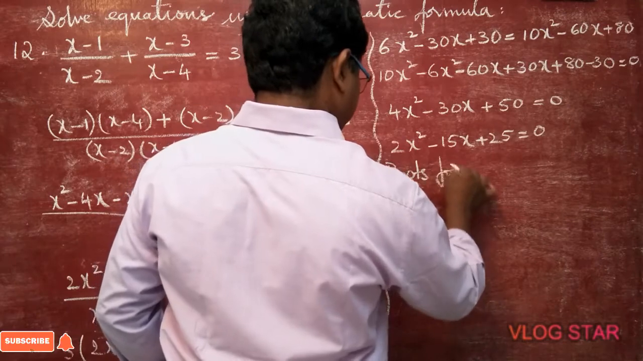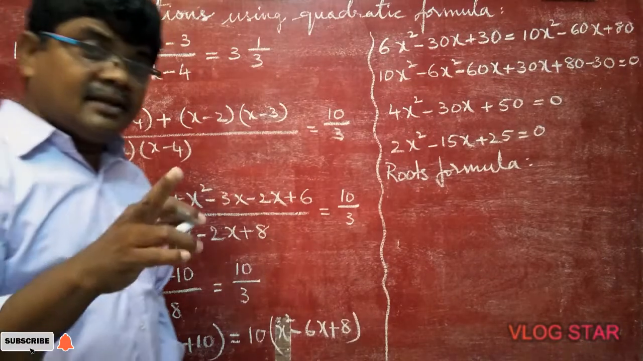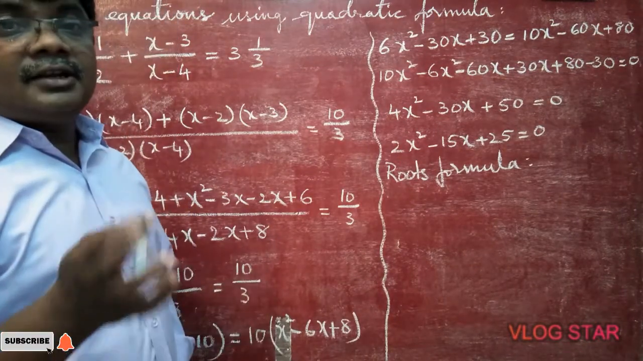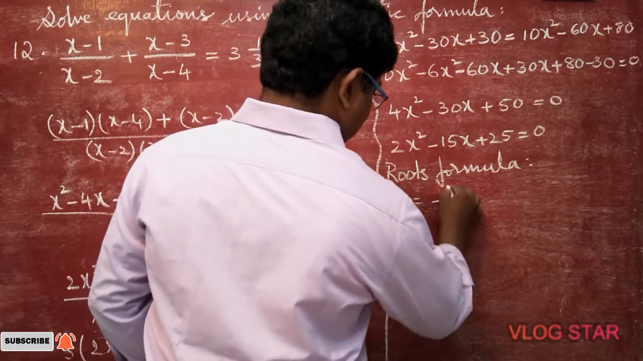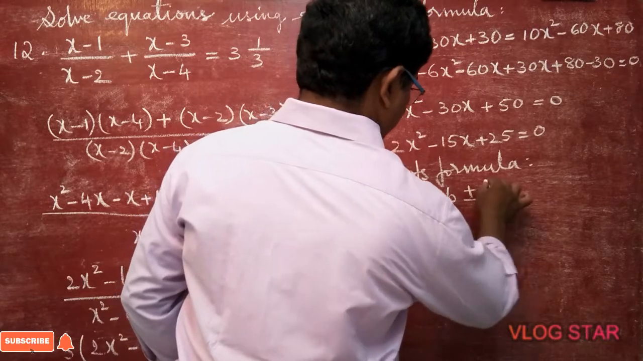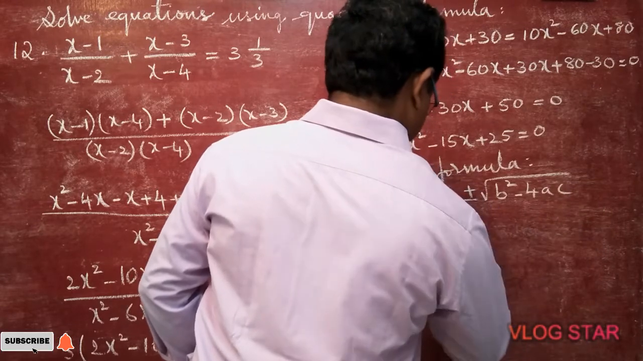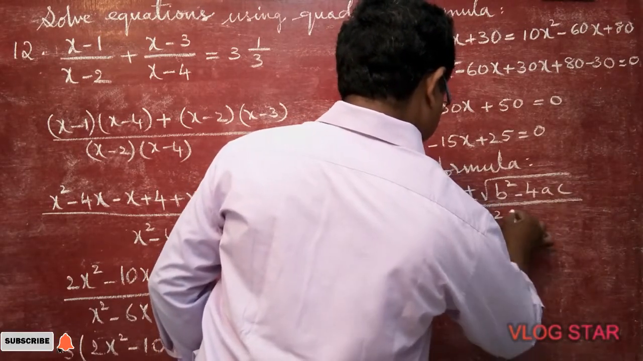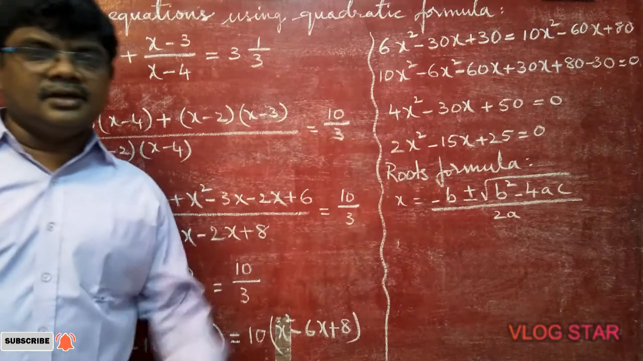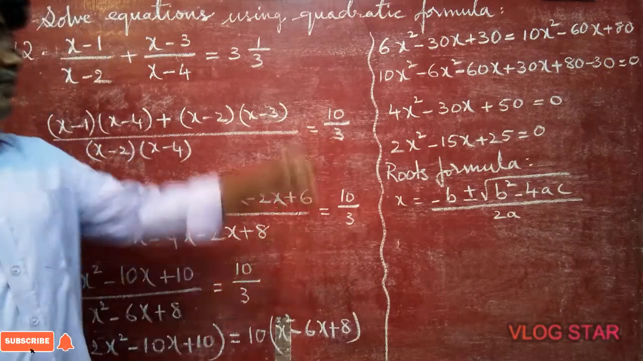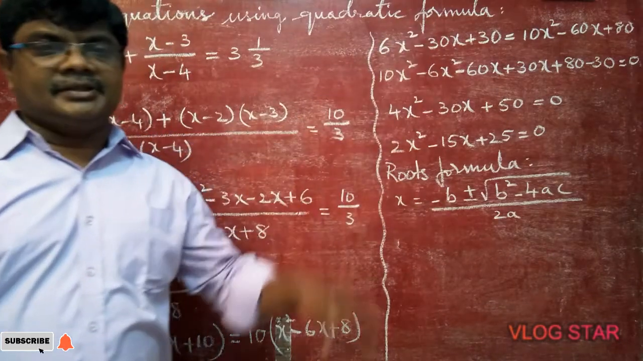Roots formula. When they ask for the formula, you have to use the formula only. You should not go for factors. x is equal to minus b plus or minus square root of b square minus 4ac by 2a. If they did not ask, if they just asked to solve, you can use the factors method, no problem. But when the question says formula method, it is compulsory to use the formula method.